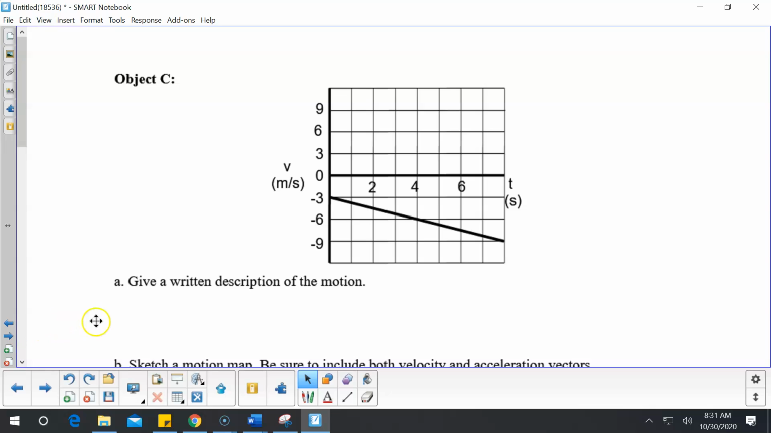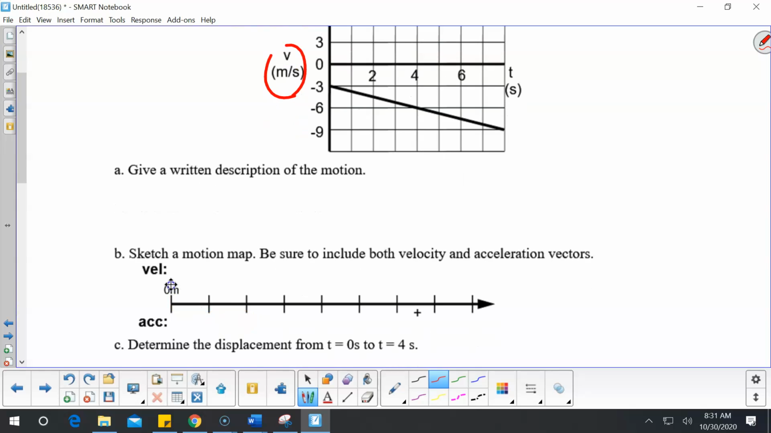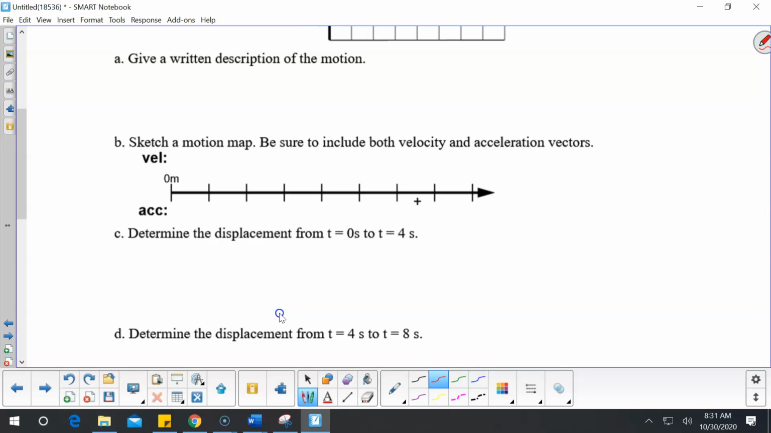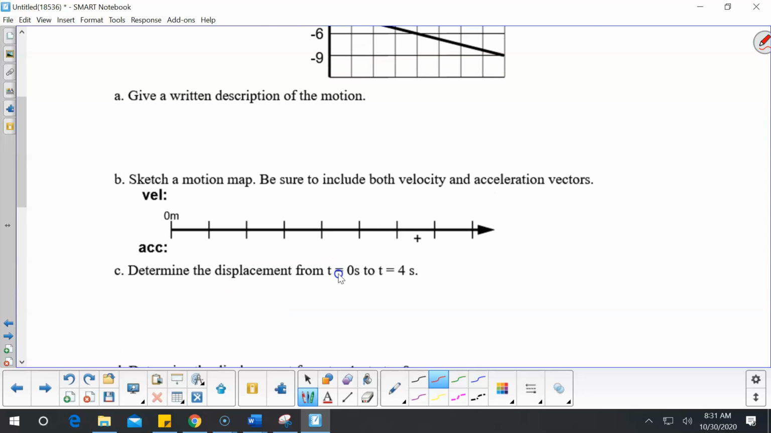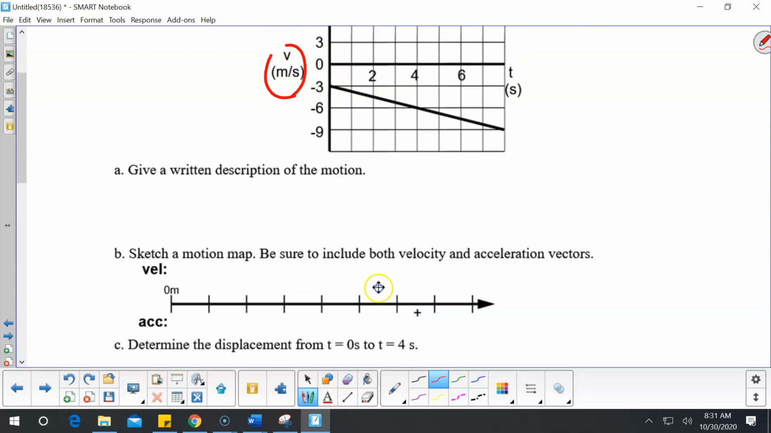I'm going to the next page. Notice, this is a velocity versus time graph, different than what we've had before. Write a written description. You should be able to do that. Do a motion map. You're going to do velocity and acceleration vectors. And then they want you to determine displacement. So displacement from 0 to 4 seconds. Remember, that is the area underneath here.